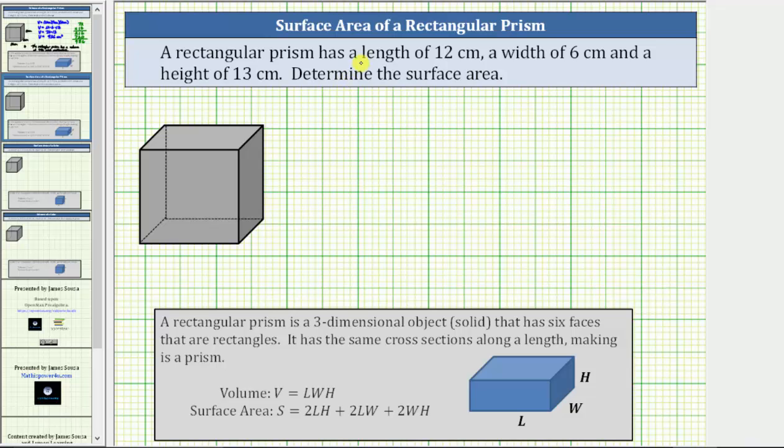A rectangular prism has a length of 12 centimeters, a width of 6 centimeters, and a height of 13 centimeters. Determine the surface area. A rectangular prism is a three-dimensional object or solid that has 6 faces that are rectangles. The surface area is equal to the number of square units it takes to cover the outside of the rectangular prism. And because there are 6 faces, to determine the surface area, we need to determine the sum of the area of the 6 faces.